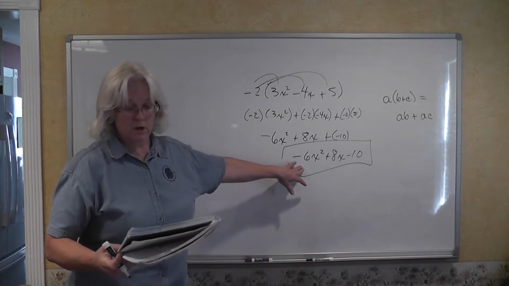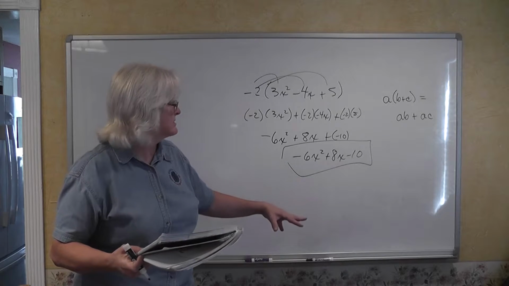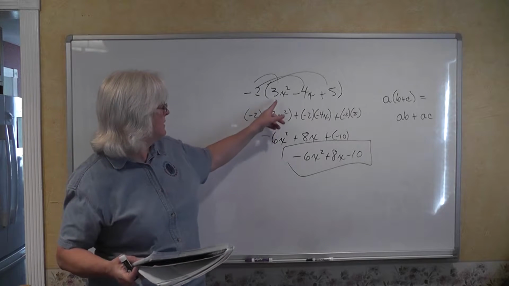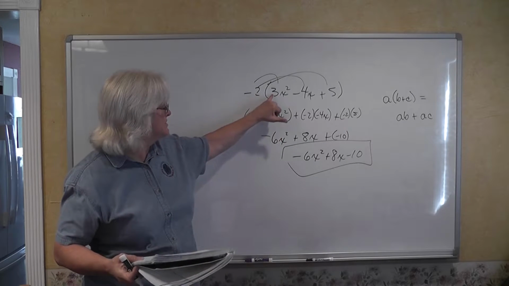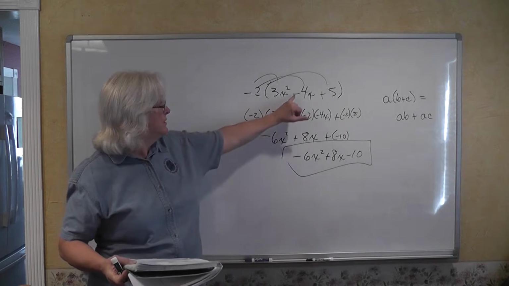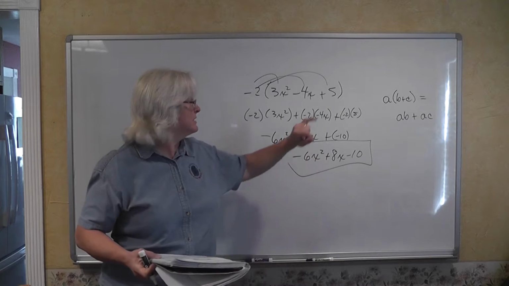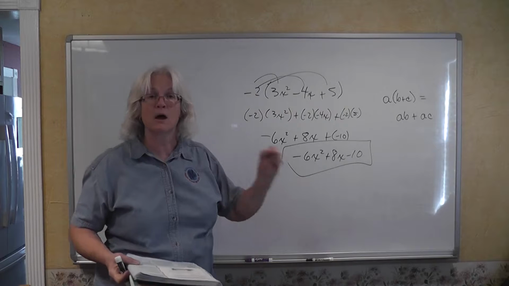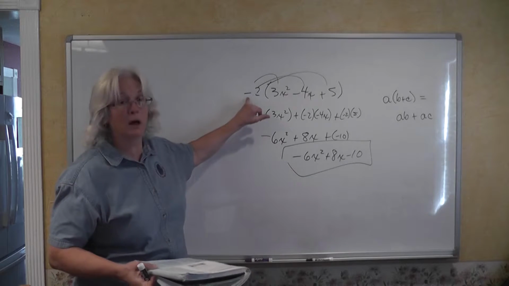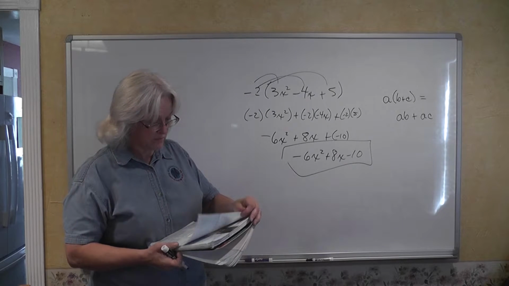Negative 6x squared plus 8x minus 10. And if you look here, the signs inside the parentheses reversed. You had a positive, it became a negative. A negative became a positive. Positive became a negative again. They reverse because you're multiplying by a negative number.